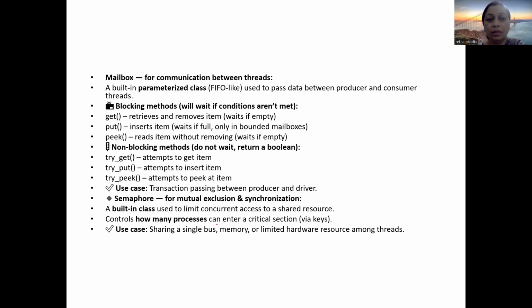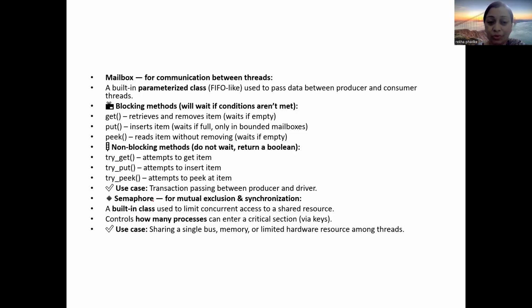Okay. Then we have mailbox, and mailbox is used for communication between threads. It is a built-in parameterized class, a FIFO-like structure. And it has blocking methods as well as non-blocking methods. So blocking methods are get, put, and peek, while non-blocking methods are try_get, try_put, and try_peek. Okay, use case is transactions between generator and driver.